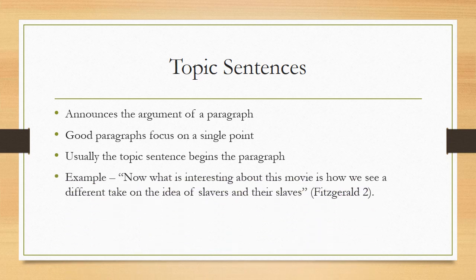Now, what is interesting about this movie is how we see a different take on the idea of slavers and their slaves. Again, not worded as clearly as it could be, but the point here is we've got a clear connect to the thesis, and we've got a position. So if you read the student's introductory paragraph, you see that their main point is that the film Django Unchained gives a really unique perspective on slavery. What is one way the film does that? Well, by showing slaves and their relationship to their masters in a very different way.